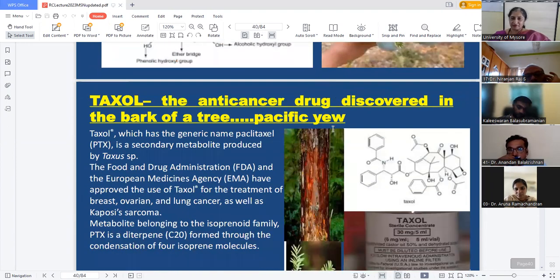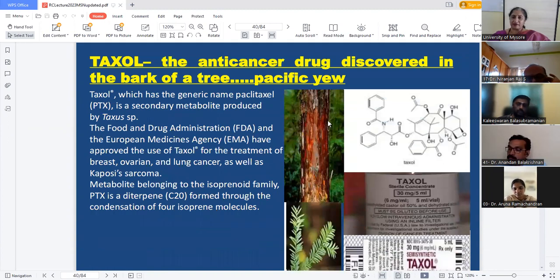Another plant of importance that has heralded a new drug discovery program is Taxol. Taxol was originally isolated as an anti-cancer drug from the bark of the gymnosperm Taxus brevifolia. The Food and Drug Administration of the US as well as the European Medical Agency have approved Taxol for the treatment of several types of cancers such as breast cancer, ovarian cancer, lung cancer, as well as Kaposi's sarcoma.